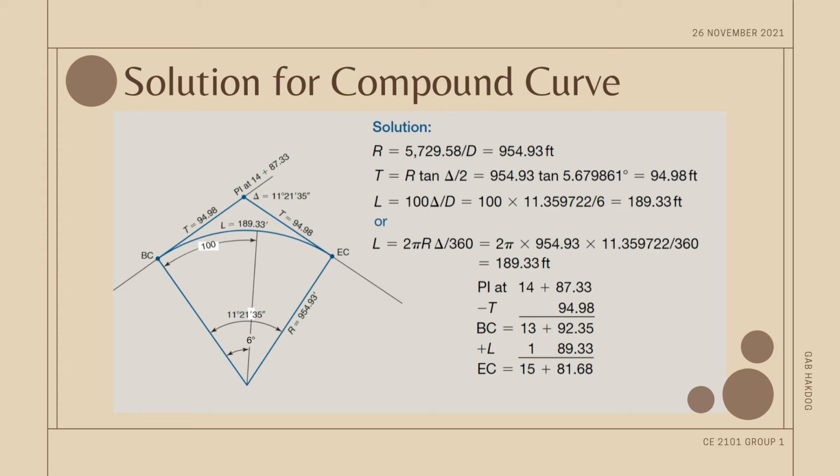Now, in getting the station BC and EC, we start at the given point of intersection PI at 14 plus 87.33, subtracted by the value we had for T, which is 94.98 feet, to solve for BC, giving us 13 plus 92.35. With this value, we shall add the length of the curve to it, which is 189.33, resulting in 15 plus 81.68. And this would be the simple explanation for the compound curve. Let us now proceed to the next reporter.